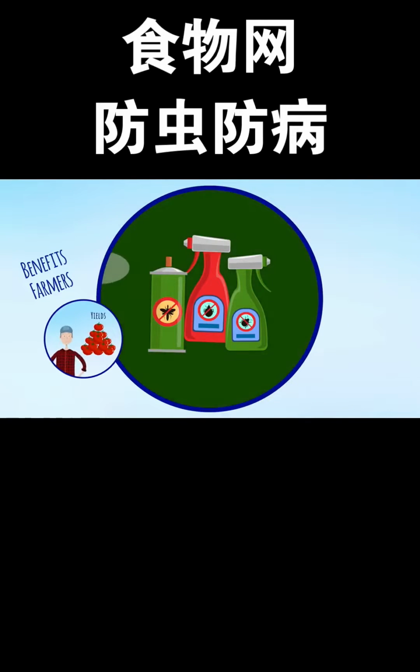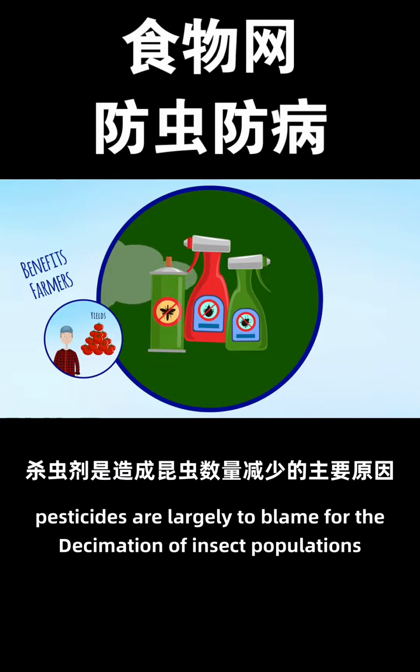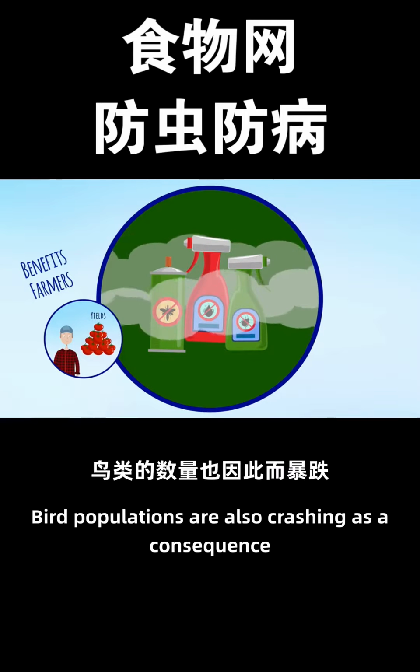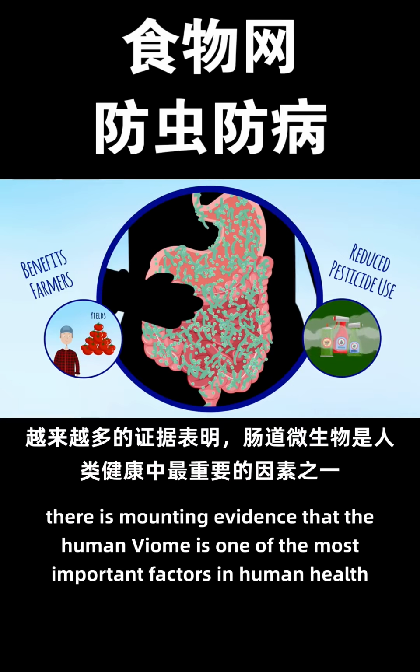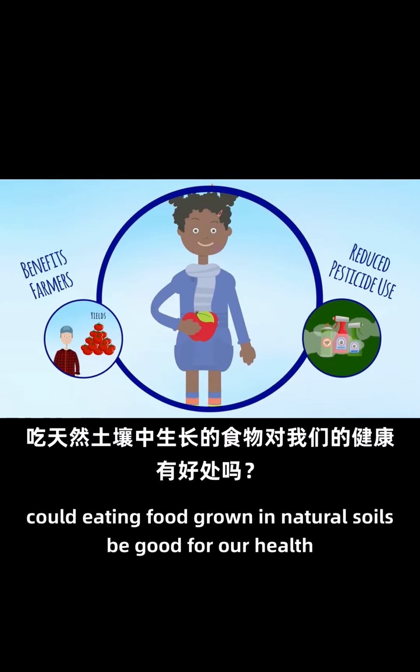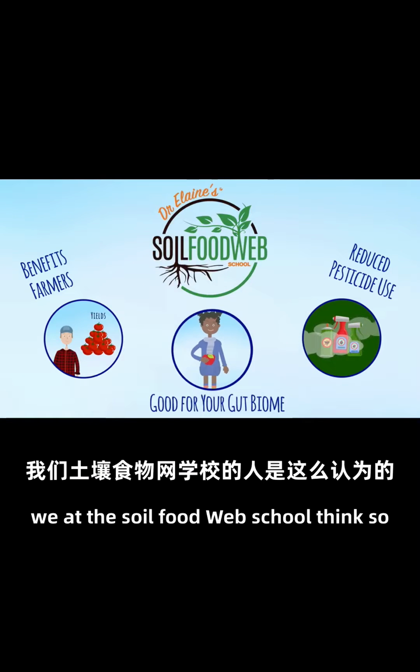According to the UN, pesticides are largely to blame for the decimation of insect populations by approximately 25% per decade over the last 30 years. Bird populations are also crashing as a consequence. There is mounting evidence that the human biome is one of the most important factors in human health. Could eating food grown in natural soils be good for our health? We at the Soil Food Web School think so.